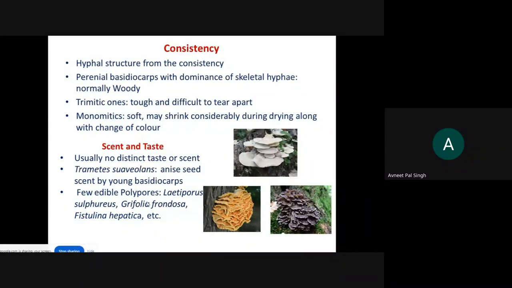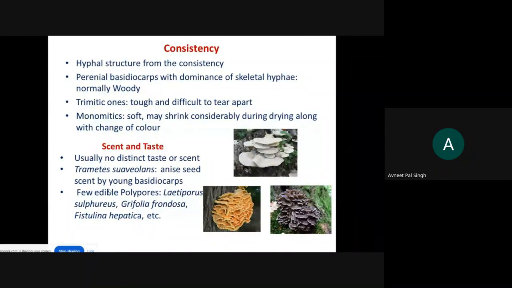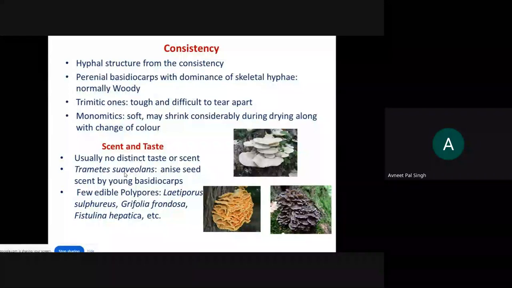Mostly, there is no distinct taste or no distinct aroma or fragrance associated with corticoids and polyporoid fungi. Of course, there are one or two exceptions. We all must have heard of the name turkey tail fungus, that is called Trametes. There is one species of Trametes, Trametes suaveolens, which gives an aniseed-like fragrance. Then there are some edible polypores like Laetiporus sulphureus, called chicken of the woods, Grifola frondosa, and then Fistulina hepatica, that also have some kind of taste. Otherwise, the majority of them do not have taste. They do not have any kind of scent associated with them. So consistency and scent and taste characters are usually consistent and they do not change in case of these fructifications.